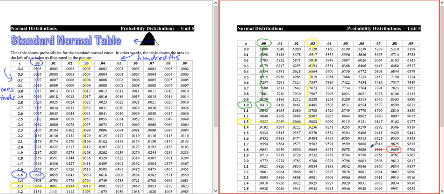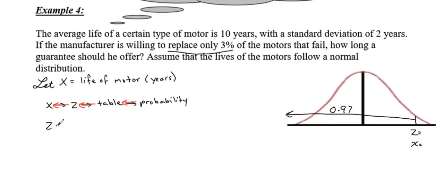From that, you figure out what the z-score is. So the ones and the tenths is 1.8, and the hundredths is 0.08. So the z-score is 1.88.